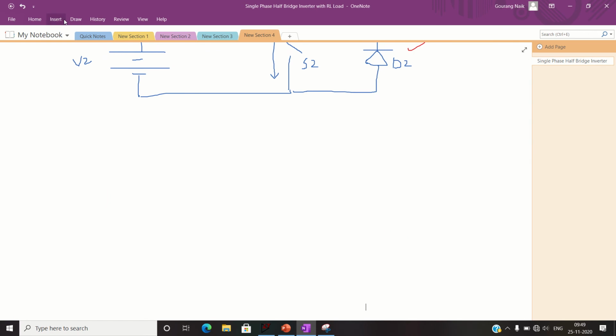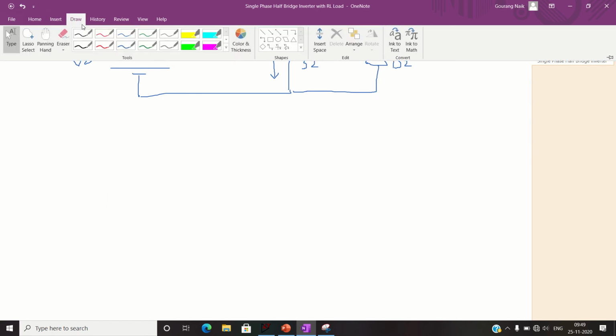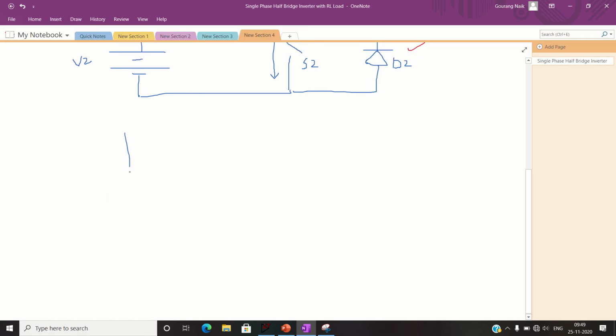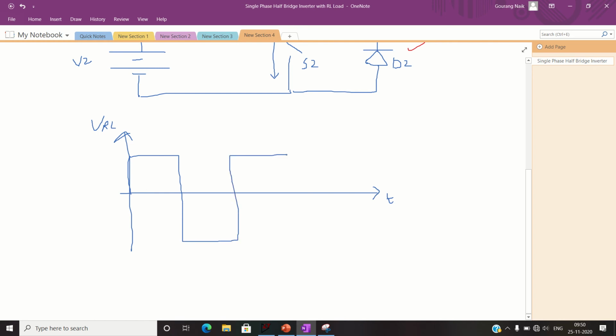If you see the voltage, I will call it VRL. VRL is the voltage across my load, R and L, and this is my time. The voltage across the load will be like this. It will be similar to your resistive load case. You will get it like this.